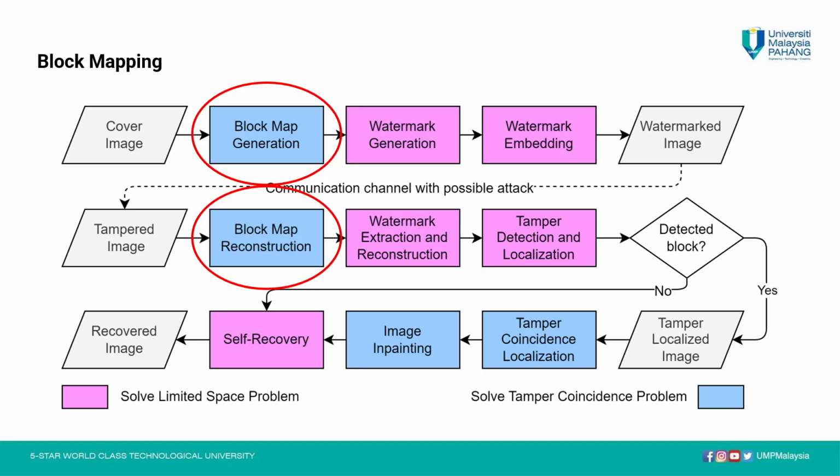In the case that block 1 is tampered or modified, we can take the recovery data from block 12 or block 11, and this recovery data is used to recover block 1. So at first, we generate the block map. The block map means where to store the recovery data.